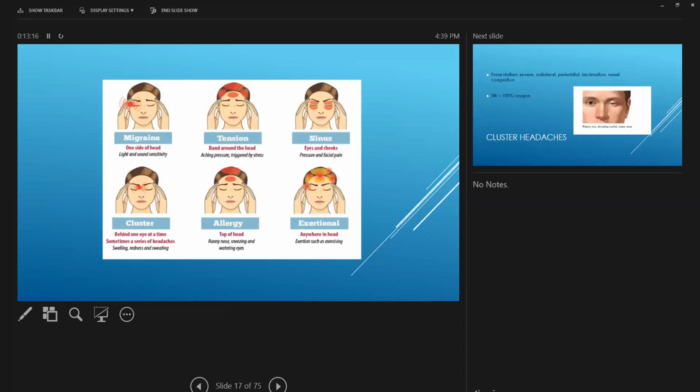This is a little diagram that shows you different headache locations and names for headaches. Your migraine, you see, is this unilateral, tension headaches are kind of all throughout, a band around the head, sinus headaches are basically in the sinuses. Cluster headache is going to be on one side behind the eye, and it will be associated with lacrimation, so we'll talk about that a little bit. Allergic headache is kind of close to a sinus headache, and then an exertional headache can occur anywhere and is worse with exertion.